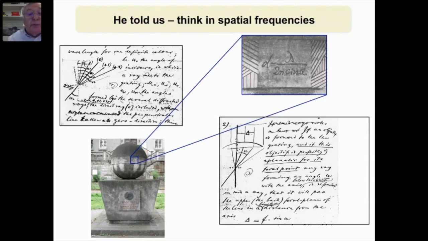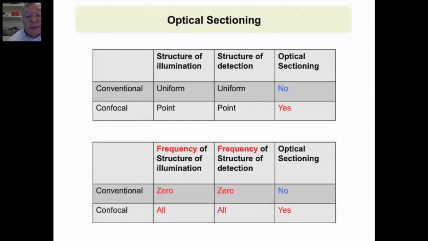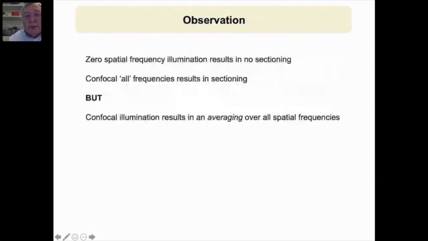So let me say what this optical sectioning is in exactly the same way that I've done here, but in terms of spatial frequencies. The frequency of the structure of the illumination in a conventional microscope is 0. The frequency of the structure of illumination from a pinhole, let's say, is many, huge numbers in the confocal. The frequency of the structure of the detection is 0 in conventional, many in confocal. Confocal has sectioning, conventional does not. So the idea is 0 spatial frequency doesn't give you sectioning, all spatial frequencies do.